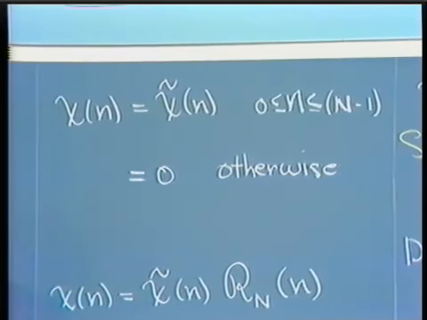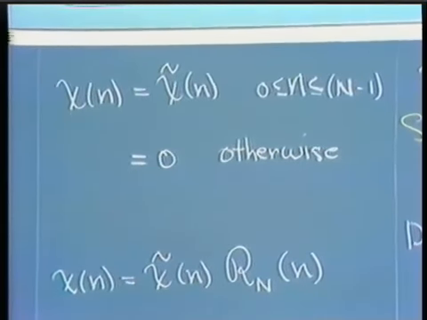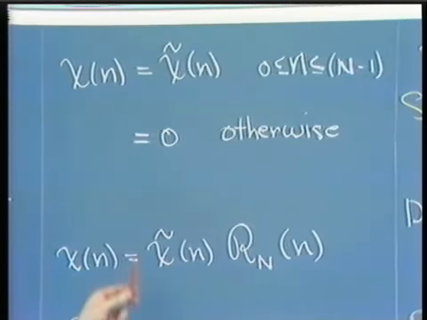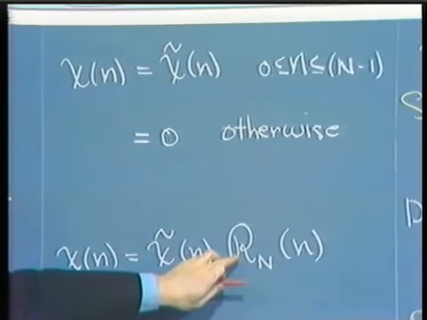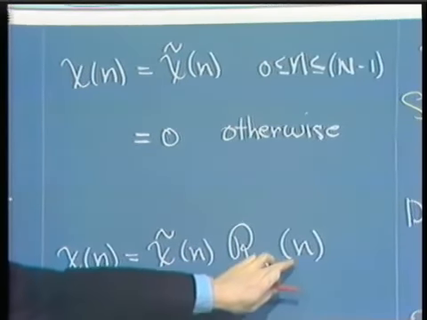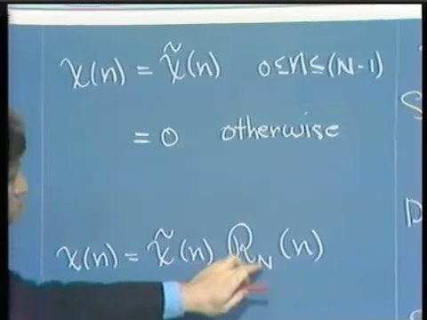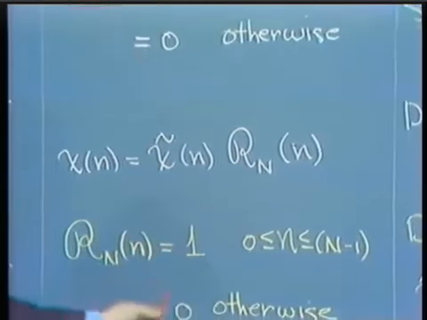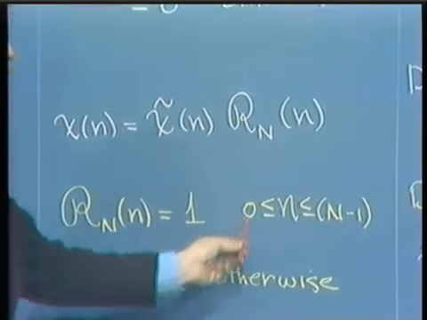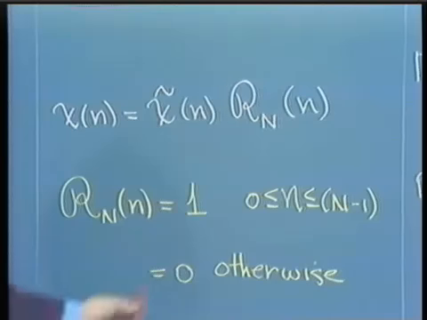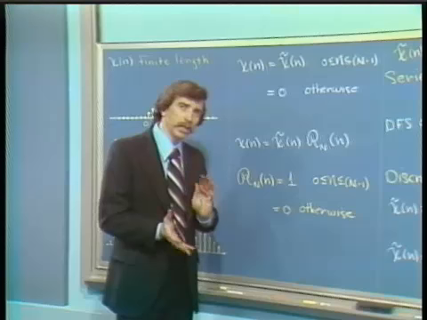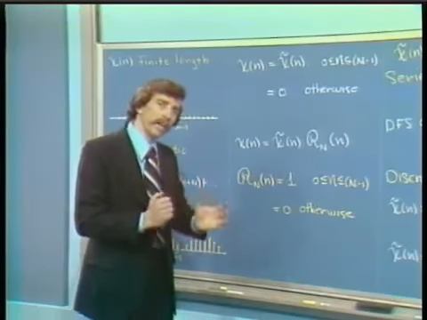Or what we'll use as a convenient form of notation for that is to express x of n, the finite length sequence, as the periodic sequence x tilde of n multiplied by another sequence, which I'll denote as r sub capital N of n, where r sub capital N of n is simply a rectangular sequence. R sub capital N of n is 1 for little n between 0 and capital N minus 1, and it's equal to 0 otherwise.